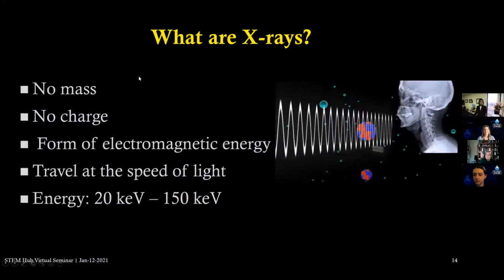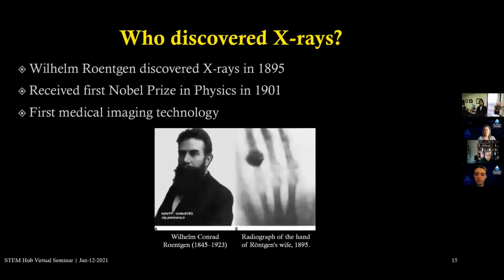Again, X-rays have no mass and no charge. It's a form of electromagnetic energy and it travels at the speed of light. The energy is very high, between 20 and 150 kilo electron volts. X-rays were discovered by Roentgen in 1895 and he won the Nobel Prize for that. It's the first medical imaging technology. And here, this is the radiograph of his wife's hand. That's the first image that he acquired.